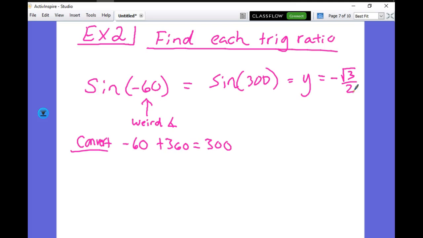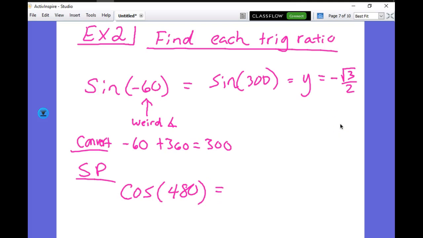All right, student practice. Let me throw one at you guys. How about cosine of, I'm trying to do some math in my head, just a second, 480. Let's see if you guys can find cosine of 480.